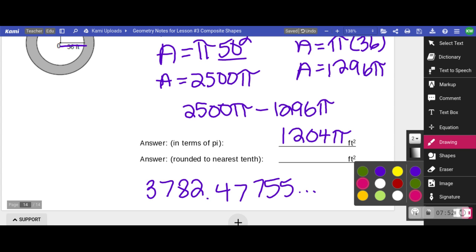All right, rounding to the nearest tens place, there's a 4 in the tens place. If I cut it right there and look over to the right, the next number over is a 7. So I am going to bump that 4 up to a 5. So the answer is going to be 3,782.5.